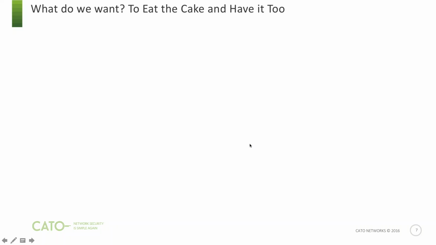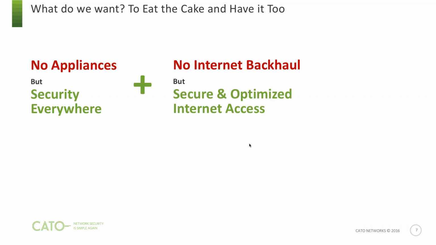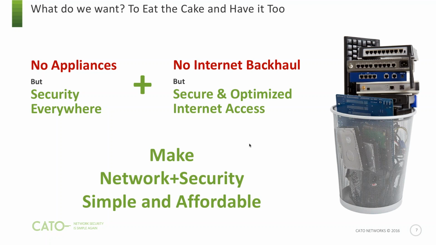So, what do we want? What do we want? We basically want these problems to go away. We don't want appliances, but we do want to have security everywhere. We don't want to backhaul our internet traffic, but we also need it secure and optimized. And this is the order. So what we ultimately want is to make network and security simple and affordable. That's essentially the goal. And basically, we want to mitigate all these issues that I've discussed in one shot. And that's a tall order.